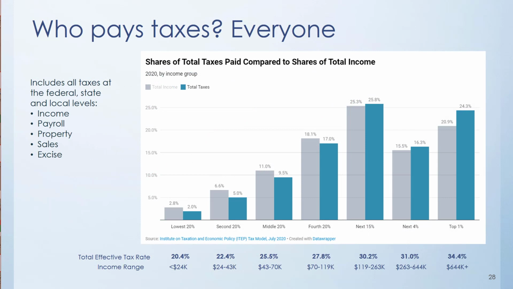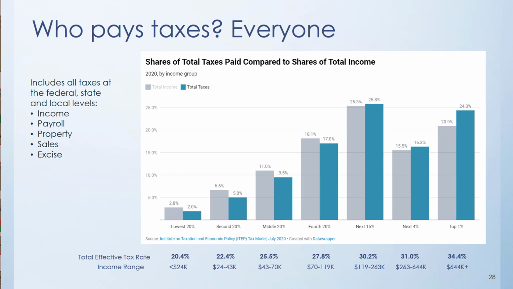So who pays taxes in America? Well, pretty much everybody does. If you think of taxes holistically, of all types at all levels of government, federal, state, local taxation, of income, of wages, of property, of consumption, what we find is the tax system is mildly progressive. That is, the highest earners, the top 1%, pay a little bit more in taxes than they earn in income.